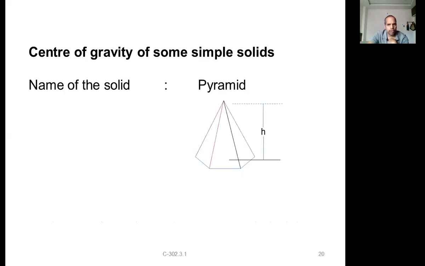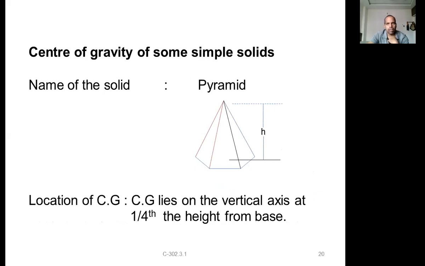Next one is pyramid. So what is a pyramid? What is the shape of the pyramid at the base? At the base it is a square in shape. The pyramid base will be of square shape.